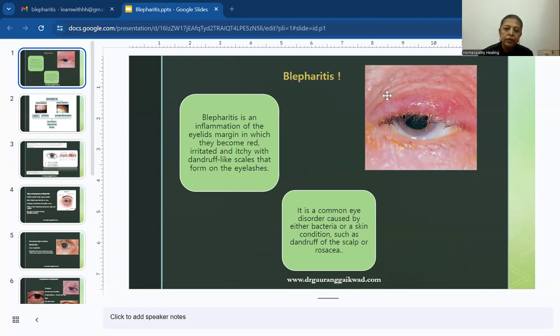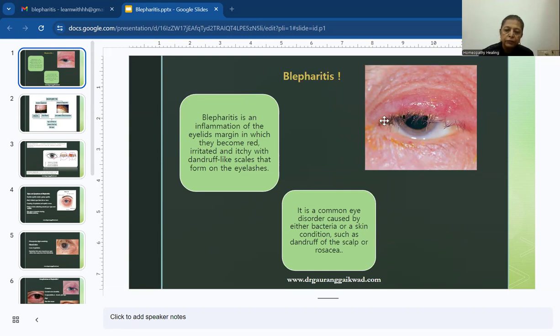So, when you talk about the lid margin, here you can see the lid margin where there are openings of the meibomian glands and there are roots of the eyelashes in both upper and lower eyelid. And the glands of Zeis are also situated at the root of the eyelash.